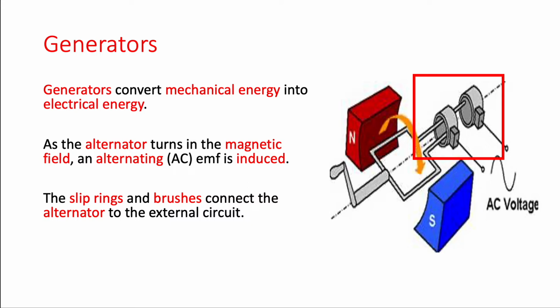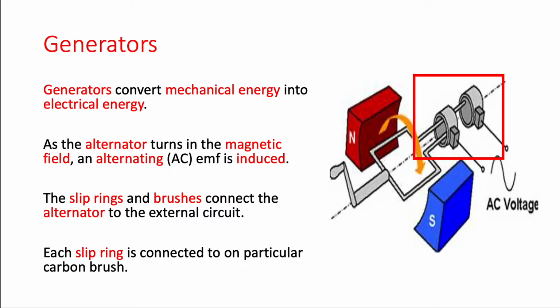These are carbon brushes, and they connect the whole thing up. And you notice there the difference with our commutator is that each slip ring is connected to one particular carbon brush. Okay, and so during that rotation, what happens is the coil will turn around. It will maintain the connection with the slip ring. The slip rings are connected to the carbon brushes, and those carbon brushes pass the electricity onto the external circuit, where it is found as an AC voltage.